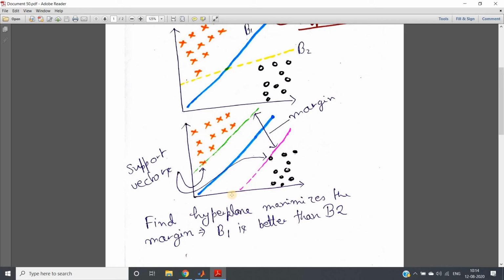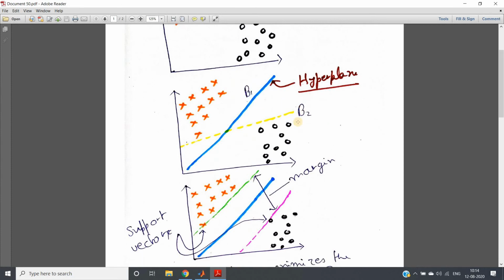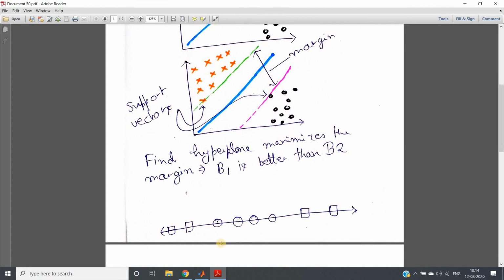So up to now we understood that we find the hyperplane which maximizes the margin, like B1 is better than B2. This idea we have got, right? Now coming to misclassification. Here I am just showing it in one dimension. Suppose there are box class and circle class: two box points here, then four data points belonging to the circle class here, and here two box points.